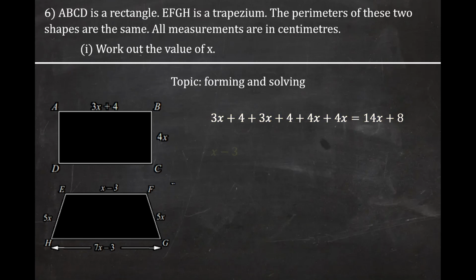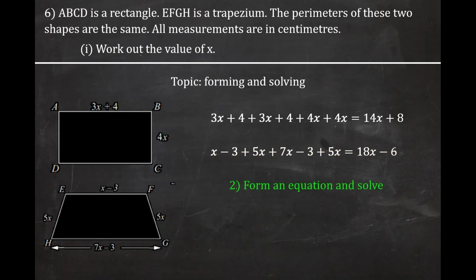Then we do the trapezium: x minus 3 plus 5x plus 7x minus 3 plus 5x. Collect like terms and you get 18x minus 6. Then we're going to form an equation and solve. It says the perimeter of those two shapes are the same, so 14x plus 8 is equal to 18x minus 6. Then from here, bring 14x to the other side by taking away 14x from both sides. You get 8 on the left, 4x minus 6 on the right.